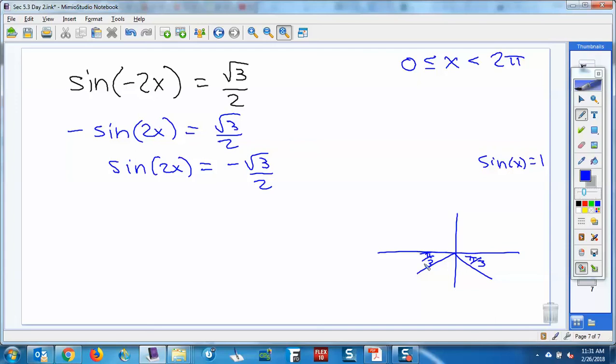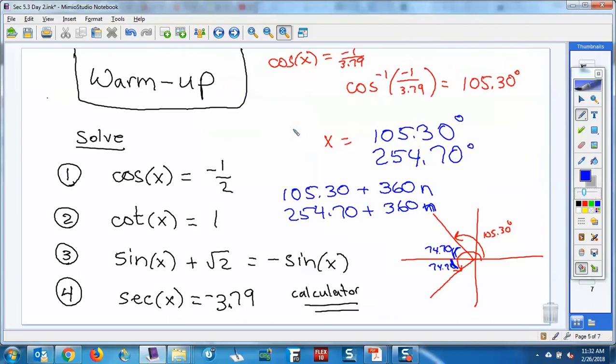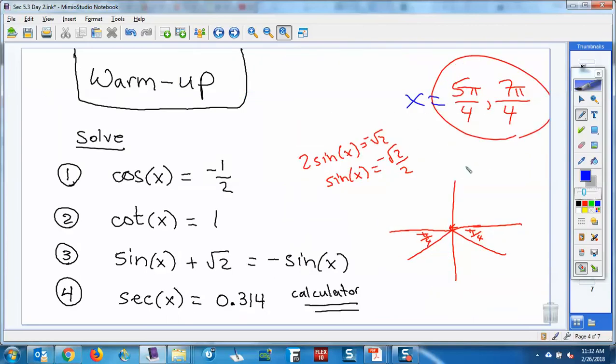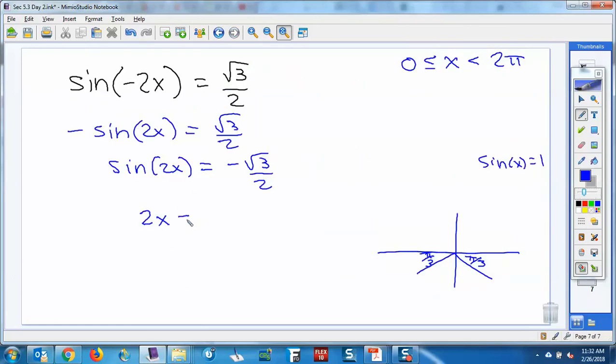Now, maybe you're thinking of the unit circle and you're doing it that way. That's fine. But this is going to be 4 pi thirds and 5 pi thirds, right? Those are my two answers. But now, instead of writing x equals, we have to write 2x equals 4 pi thirds and 5 pi thirds.